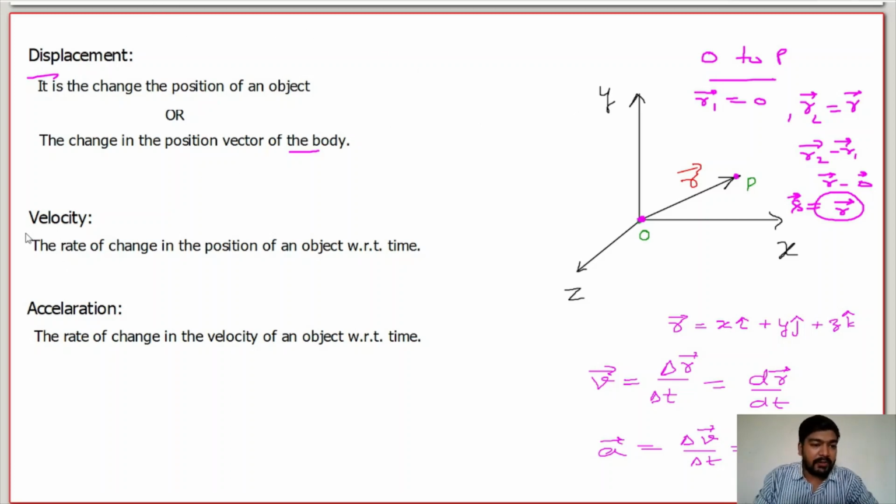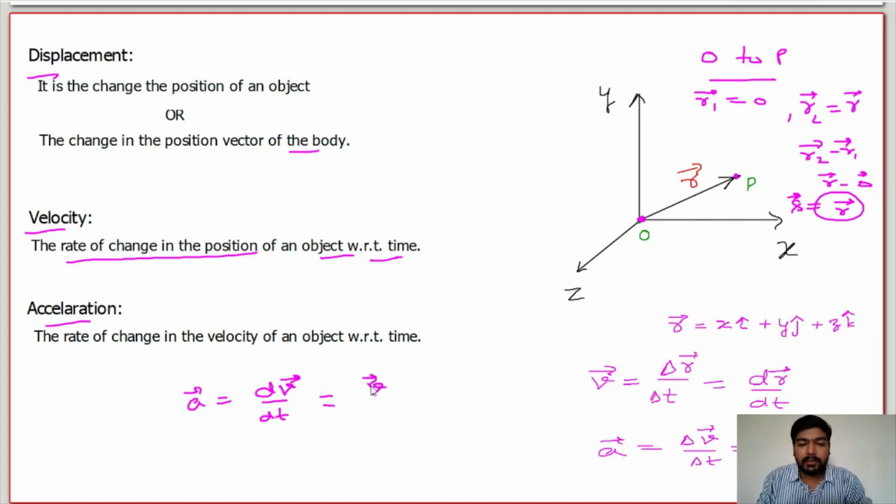Velocity, we have seen, is the rate of change in position of an object with respect to time. Now acceleration. Acceleration is the rate of change of velocity with respect to time. Or you can say the change in velocity, delta v vector upon delta t, or final velocity minus initial velocity upon time taken.